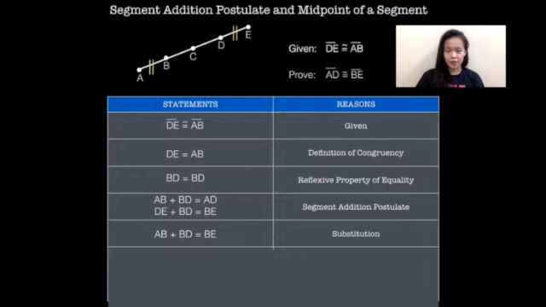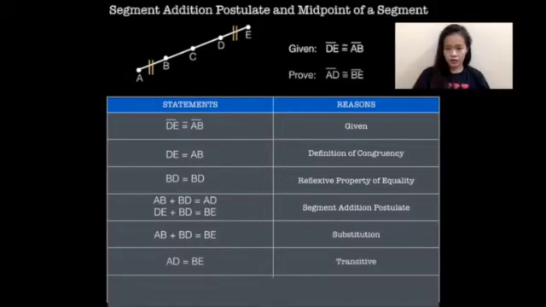Substitution allows us to combine the two given equations. So we get AB plus BD from the first equation and combine it to BE as the answer from the second equation. So AB plus BD is equal to BE. Based on the given substitution, transitive property allows us to replace AB plus BD with AD. So AD is equal to BE.